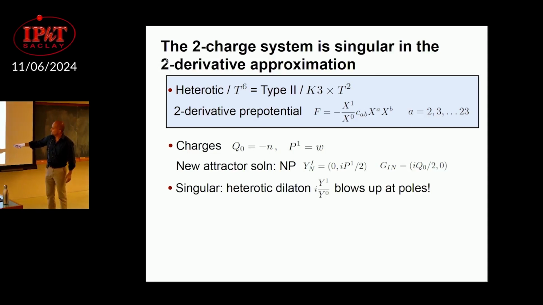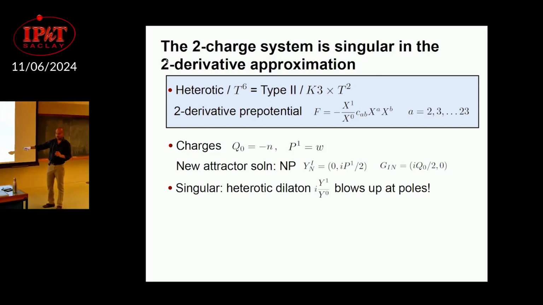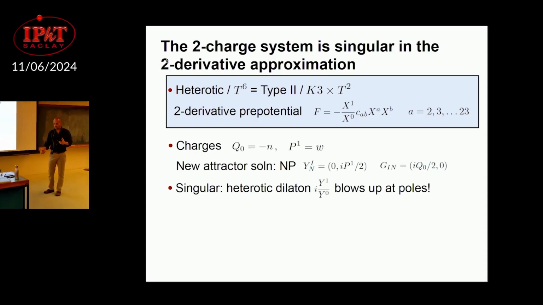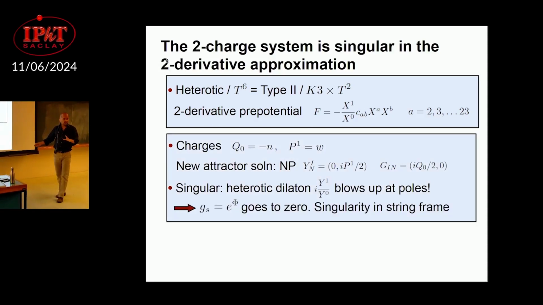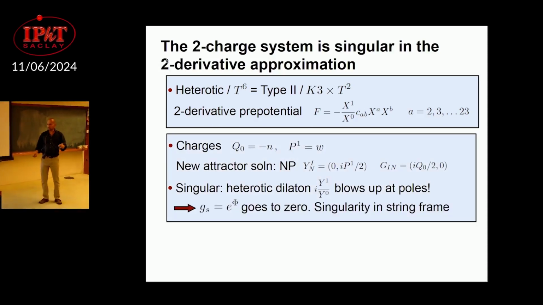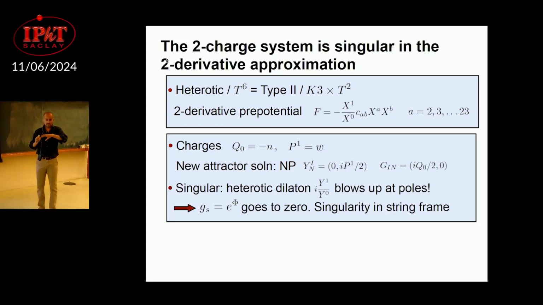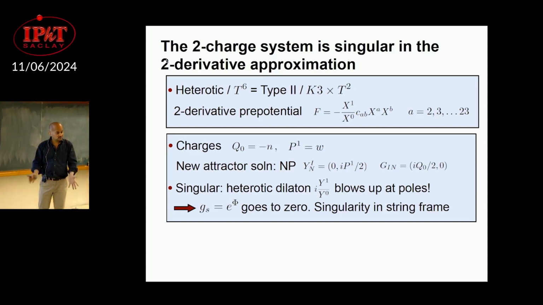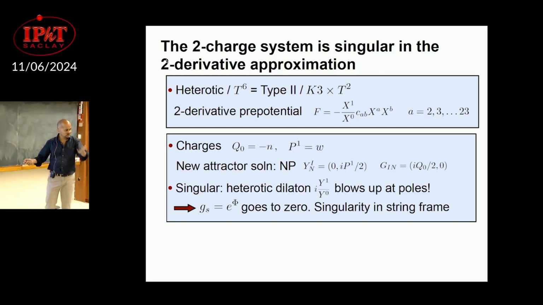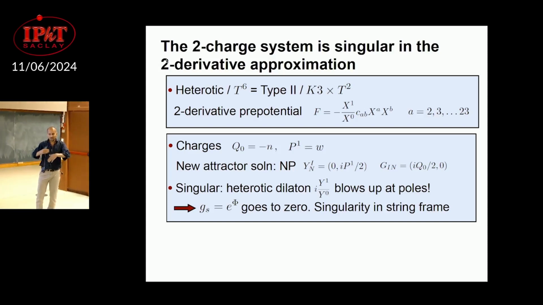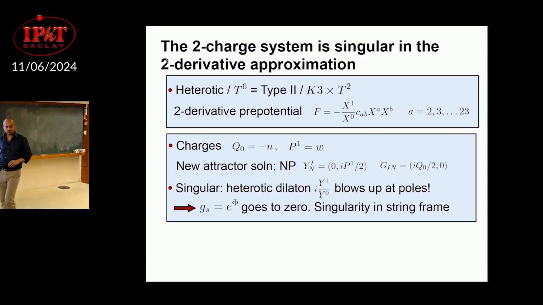You can see it's singular because in the heterotic frame, Y1 over Y0 is the dilaton, and that blows up, with a sign such that g_string actually goes to 0. There was some question about this in the previous talk. What this is saying is that the Einstein frame metric is perfectly smooth, and even weakly coupled, but the string frame is highly singular because g_string goes to 0. You have to divide by it to go to string frame. So when you talk about alpha prime corrections, you're in trouble, meaning it's a very singular solution.